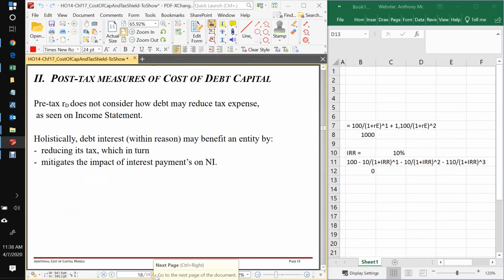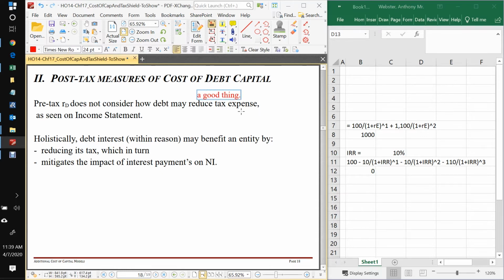Okay, so that's it for our pre-tax measures of cost of debt capital. Let's look now at some post-tax measures. The issue with our pre-tax cost of debt capital is it's not considering how debt may reduce our tax expense, and that's a good thing, right?